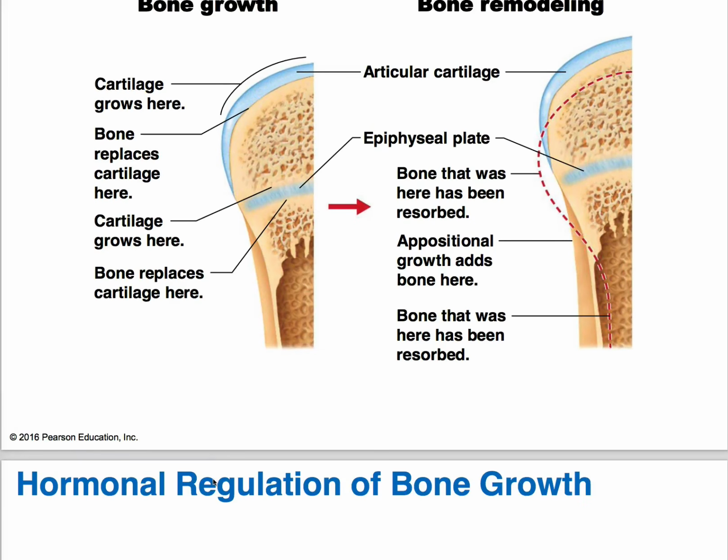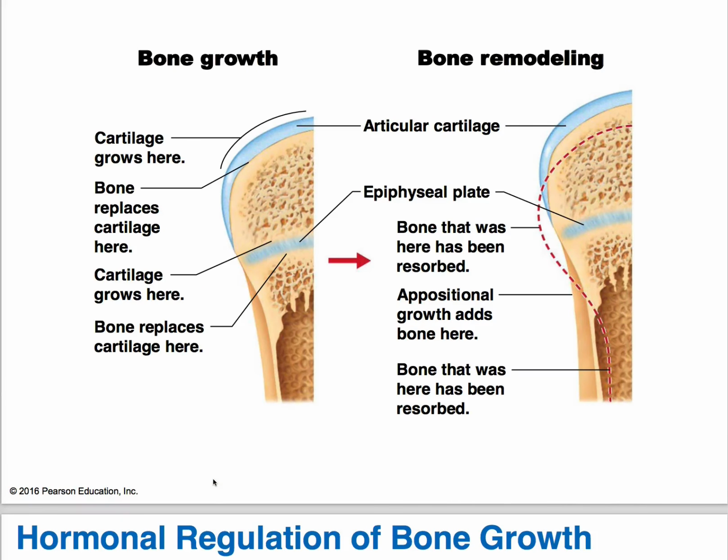So if you look over here, what's happening is bone growth. Now, what are they saying over here? The bone gets replaced by cartilage for bone growth. When bone grows, cartilage grows on this end, and bone replaces the cartilage down over here and over here. Now in bone remodeling, the cartilage stays here. The cartilage is not growing. So where you have cartilage growing over here, you don't have that over here. No cartilage in bone remodeling. The epiphyseal plate is right over here again. They're both the same.